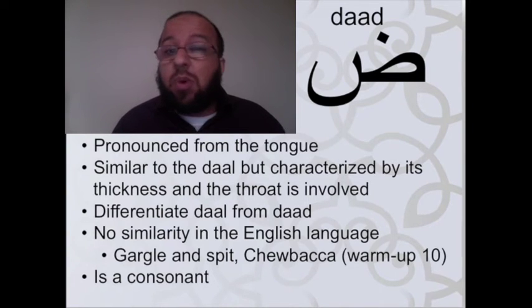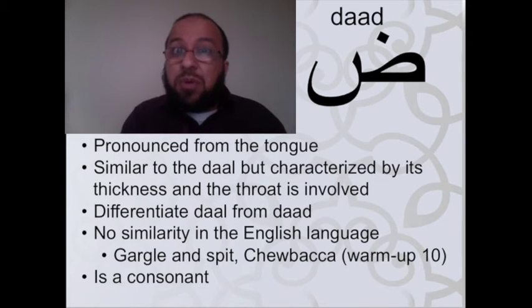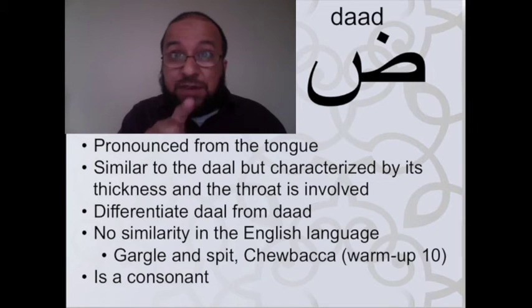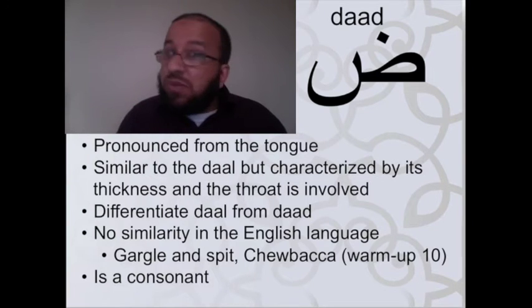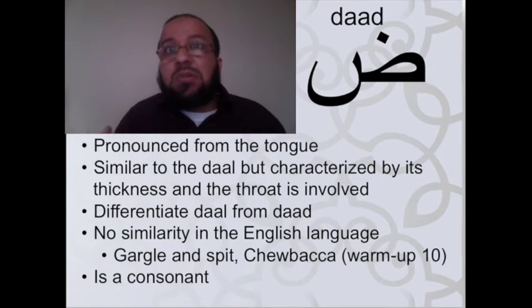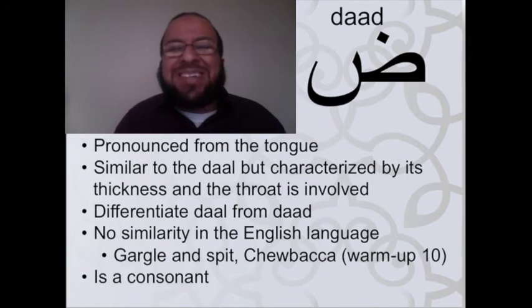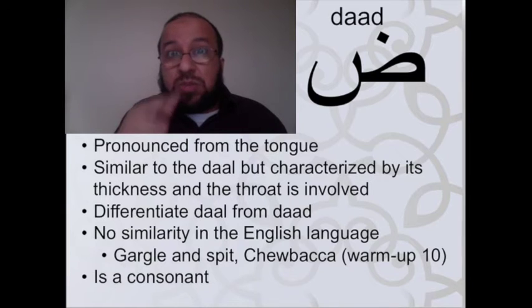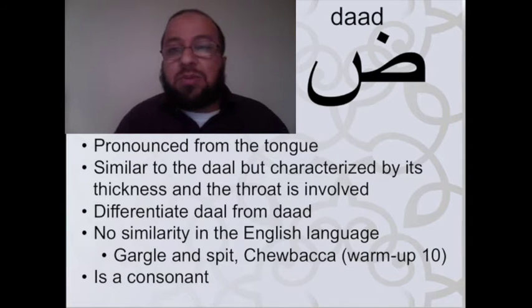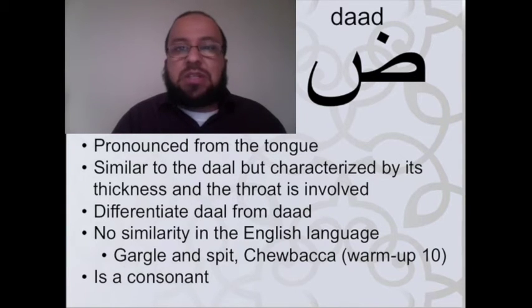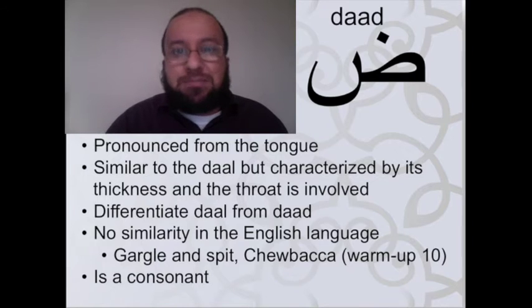This is why I keep referencing warm-up number 10 again and again. Warm-up number 10 will help you find that deep part of your throat, specifically you, the English speaker. That deep part of your throat is not pronounced in any English letter, none whatsoever. You don't find that anywhere, which is why warm-up number 10 is important. And the smile and pout warm-up will help you pronounce this letter as well. And this letter is a consonant, the letter bod. Moving on.